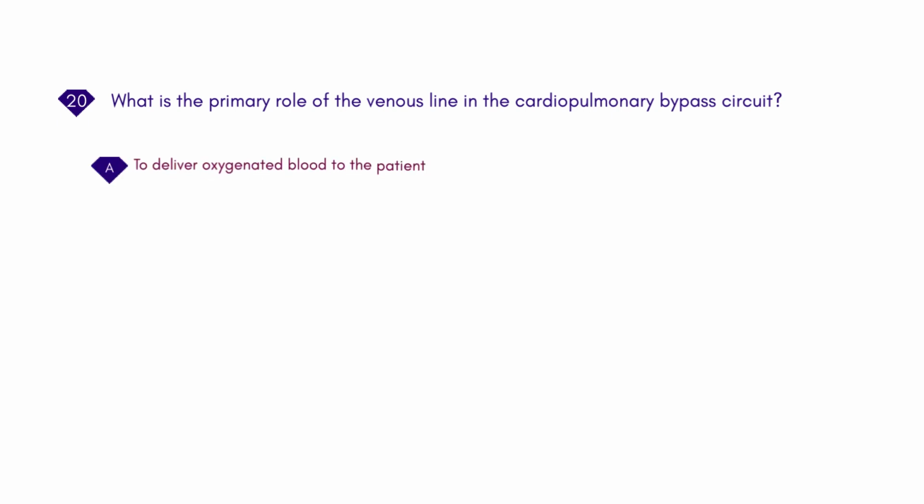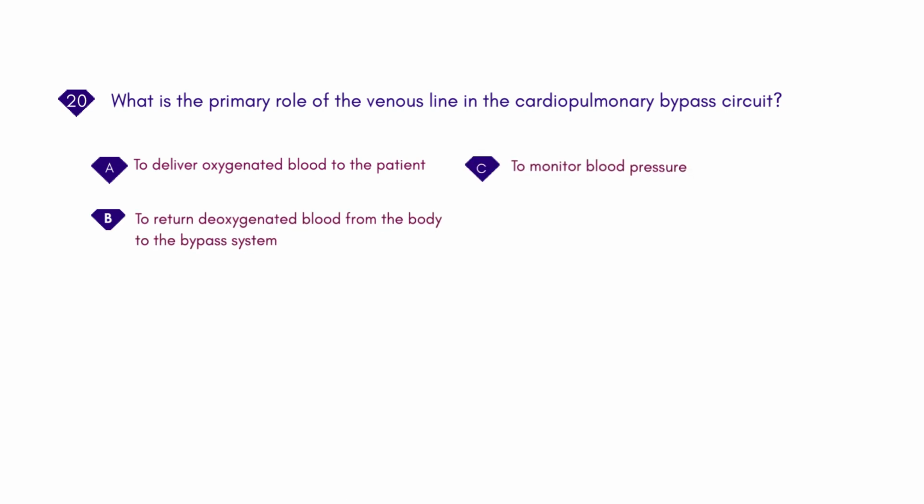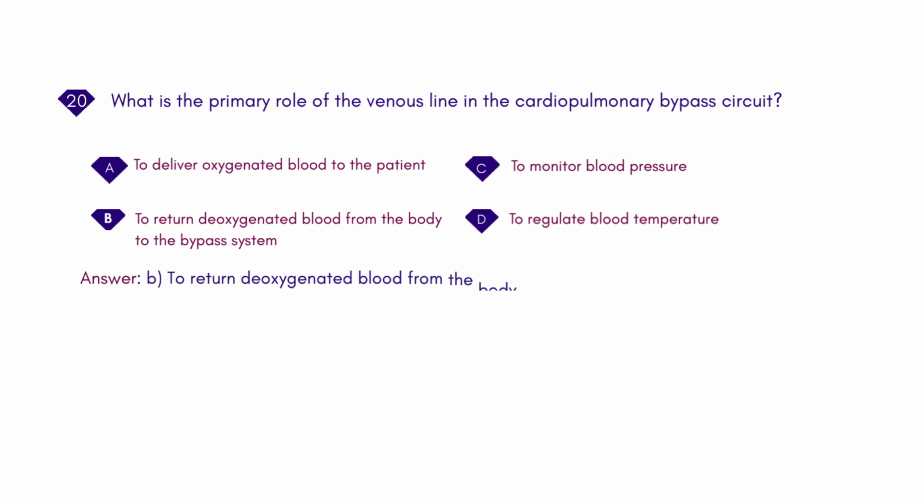A. To deliver oxygenated blood to the patient. B. To return deoxygenated blood from the body to the bypass system. C. To monitor blood pressure. D. To regulate blood temperature. Answer: B. To return deoxygenated blood from the body to the bypass system.